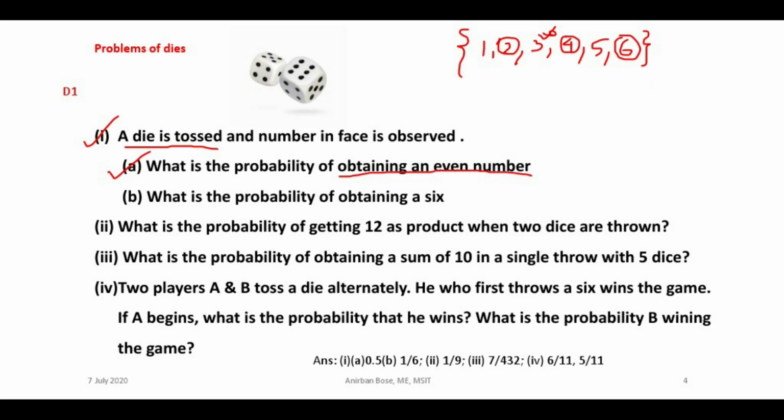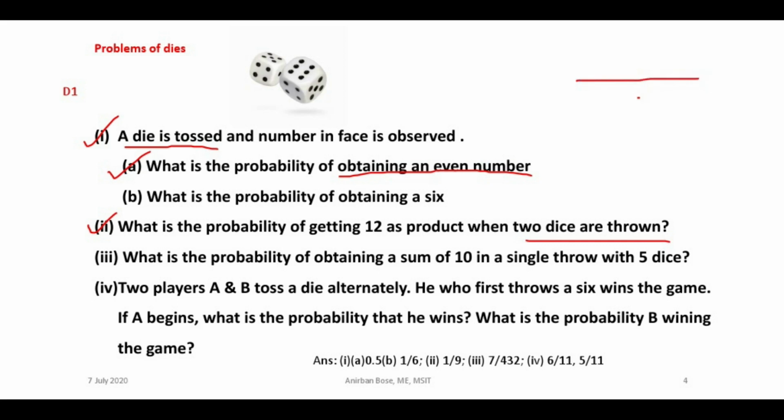Now what is the probability? Second question: what is the probability of getting 12 as product when 2 dice are thrown? Okay, now the random experiment has been changed. Now it is 2 dice are thrown. If the 2 dice are thrown, let us first see what is the total number of possible outcomes. If 2 dice are thrown, the possible outcomes will be 6 square, that means 36. Okay. So now you have to find out that 12 will be the product of the faces.